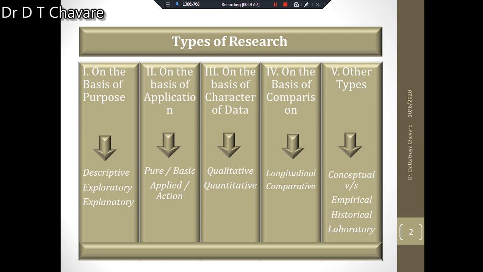Then the third classification we have to understand. The third type of research we have to study here is based on character of data. Under this classification, two types of research are conducted. First, qualitative research, and second, quantitative research.